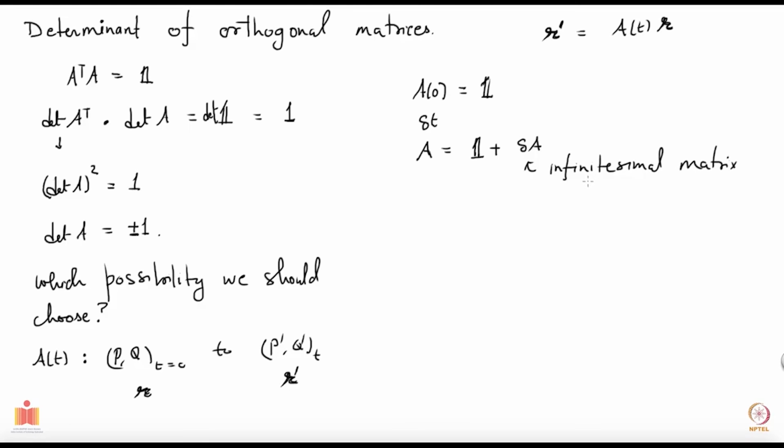And what do I mean by an infinitesimal matrix? This means that the matrix delta A has as its elements quantities that are infinitesimal. That's what an infinitesimal matrix would mean. Okay, that's good.